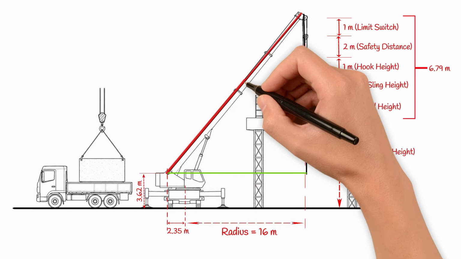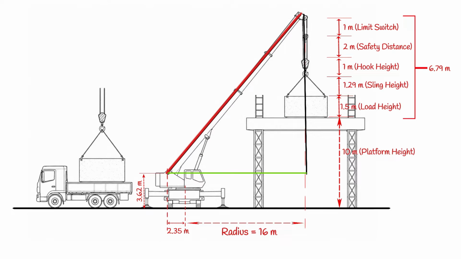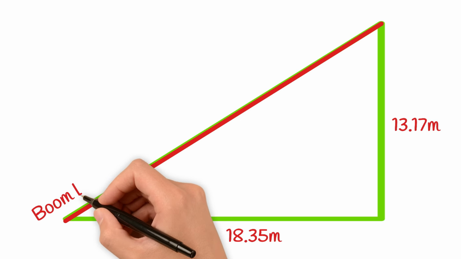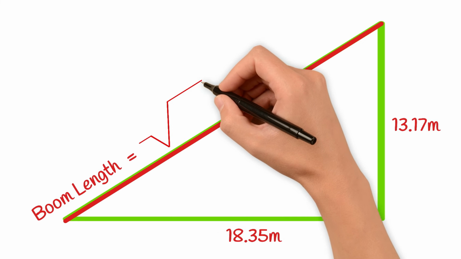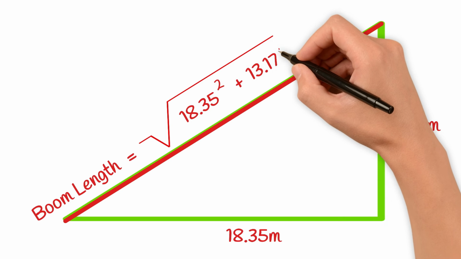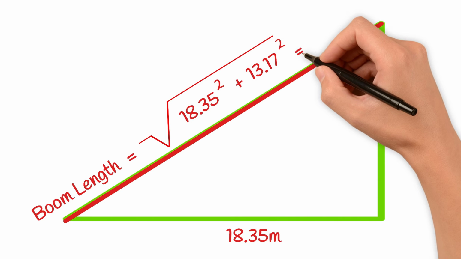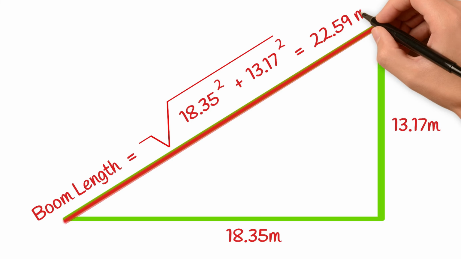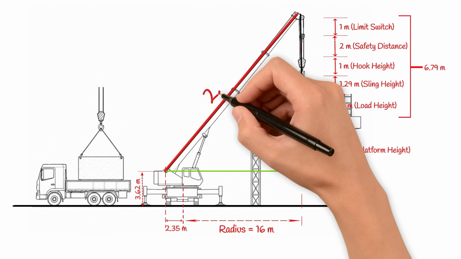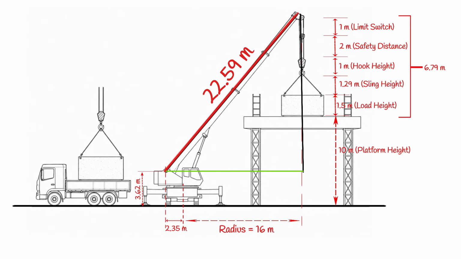Now, to calculate the boom length, which is the hypotenuse side, we apply the Pythagorean theorem. Boom length equals the square root of 18.35 squared plus 13.17 squared, which gives 22.59 meters. With this boom length of 22.59 meters and a working radius of 16 meters, we can now use the crane load chart to determine the crane lifting capacity.